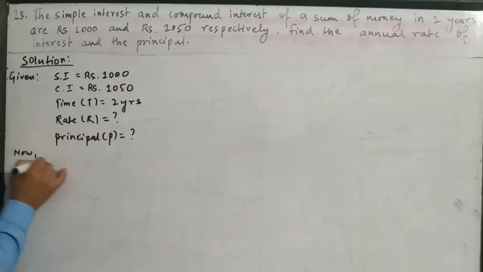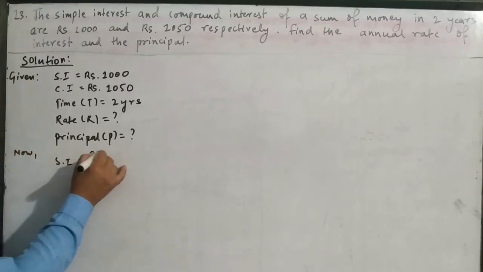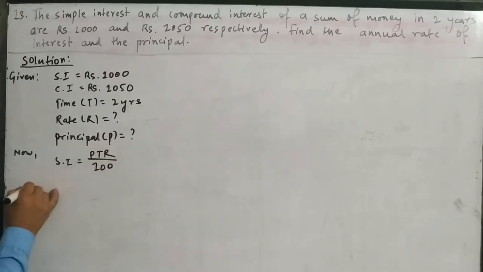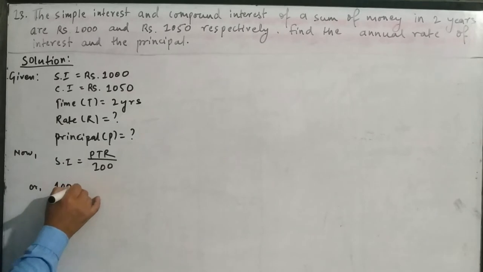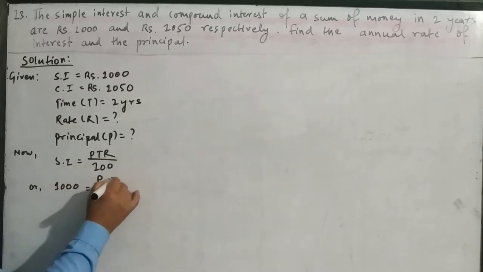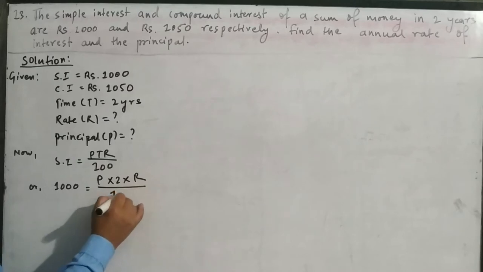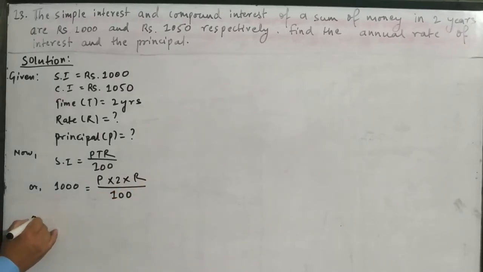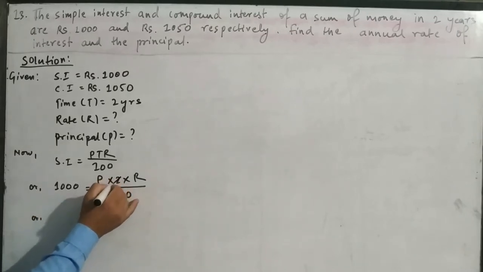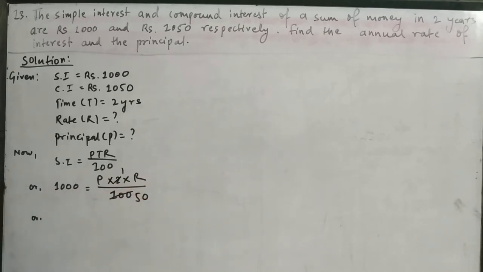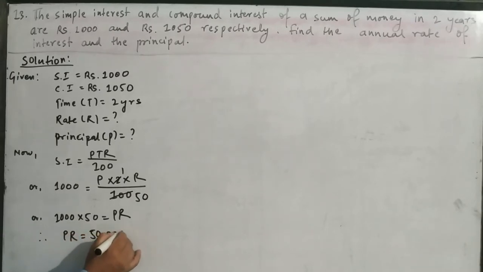Let's start with the simple interest. We know simple interest equals to ptr by 100, or 1000 equals to p into 2 into r divided by 100, or 2 1s are 2, 250 is 100. Cross multiplying, we will get 1000 into 50 equals to pr, therefore pr equals to 50,000. Let us suppose equation 1.